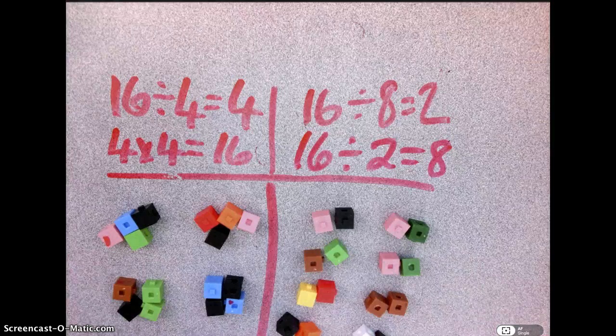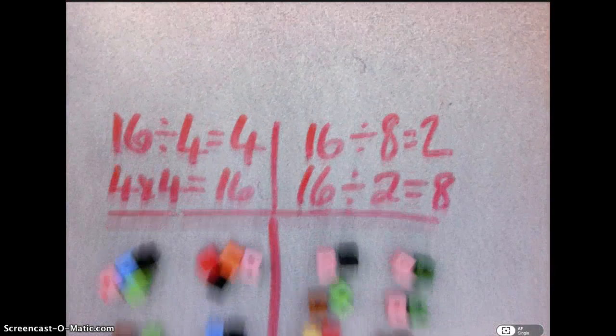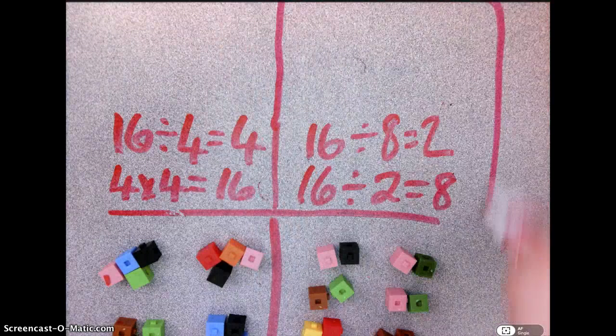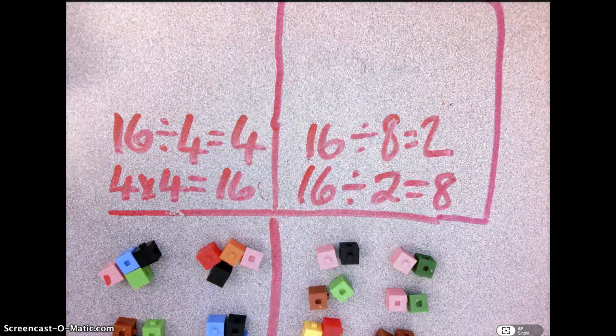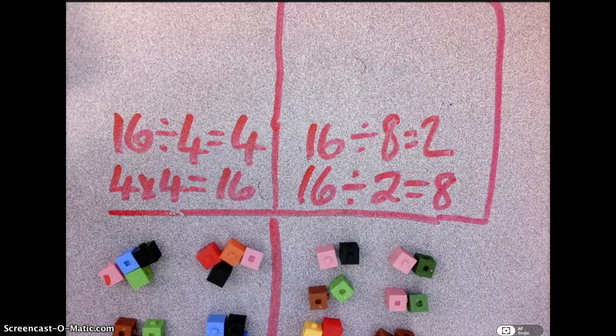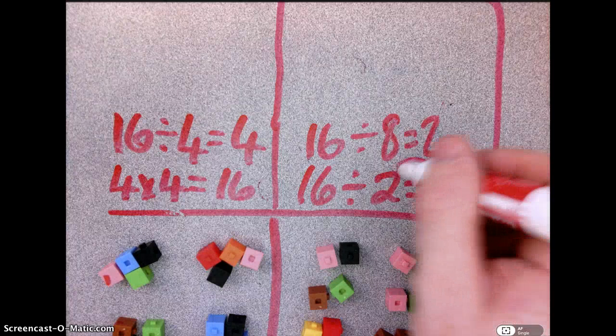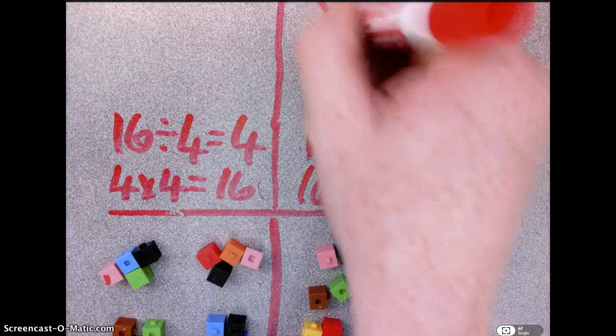Excellent. So now, what do we know about our multiplication for this question? How can we turn these division statements into multiplication? What do you think, Evan? 8 times 2 equals 16. So Evan went backwards here. 8 times 2 equals 16.